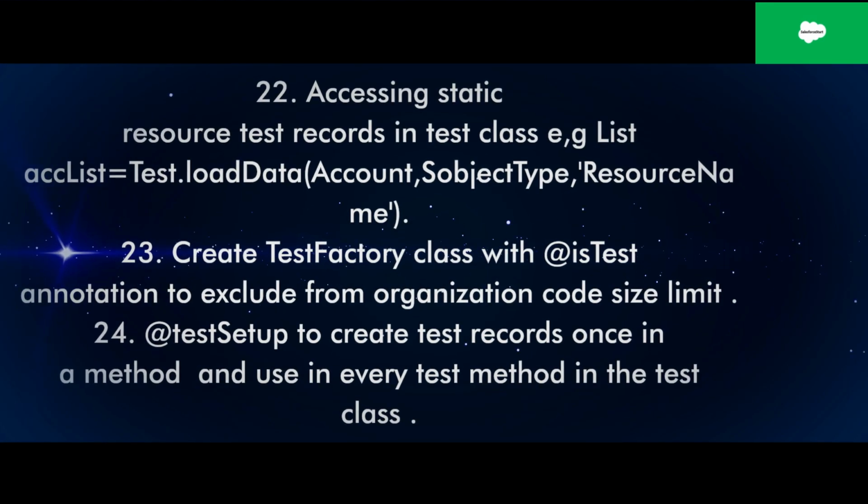22. Accessing static resource test records in test class: List<sObject> ls = Test.loadData(Account.sObjectType, resource name). 23. Create TestFactory class with @isTest annotation to exclude from organization code size limit. 24. TestSetup is used to create test records once in a method and use them in every test method in the test class.